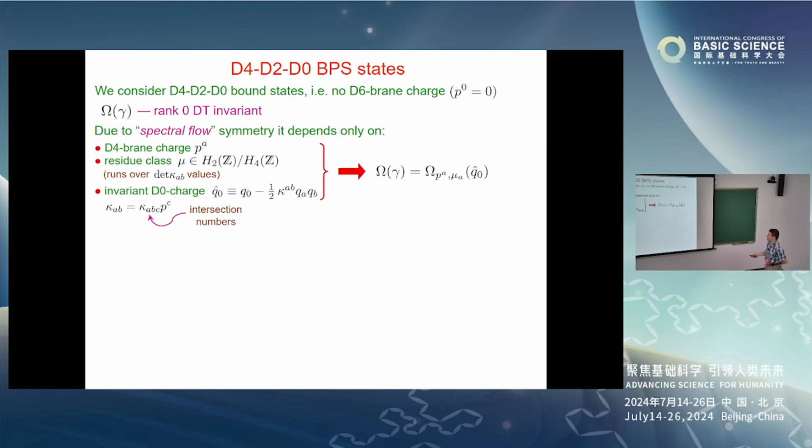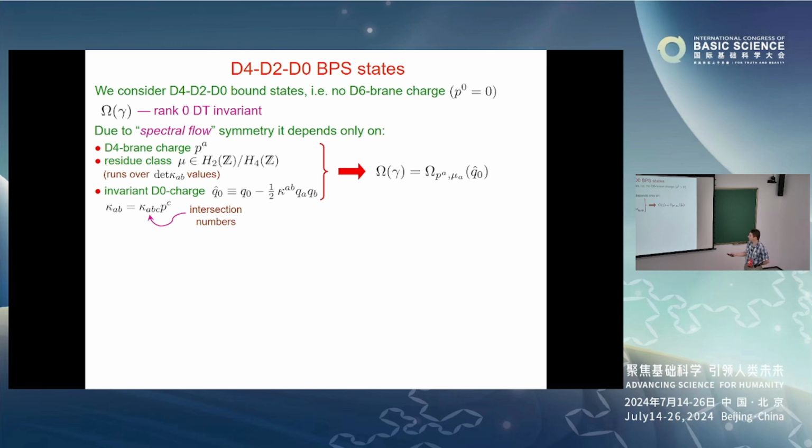Actually, I will be mostly interested in a particular set of these BPS indices, namely those which correspond to D4, D2, D0 bound states, which means that we set D6 brane charge equal to 0, no D6 branes. And then on the mathematical side, they are known as rank 0 DT invariants. Rank is precisely the D6 brane charge.